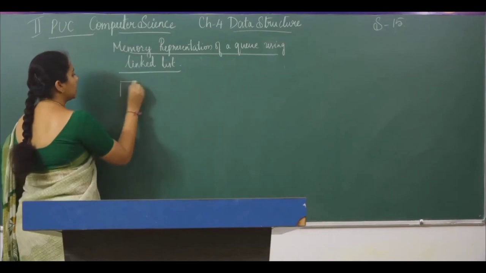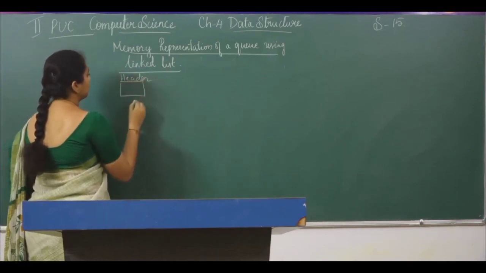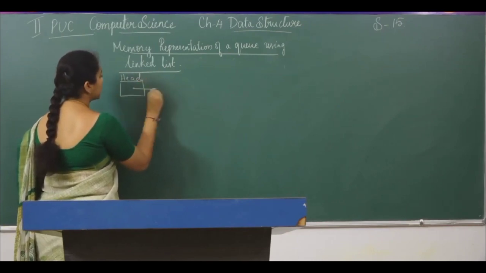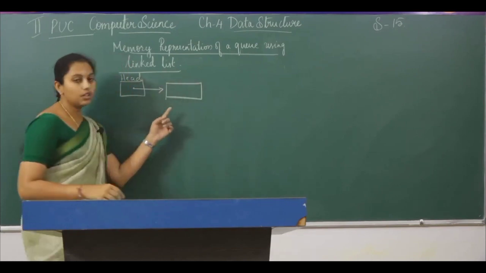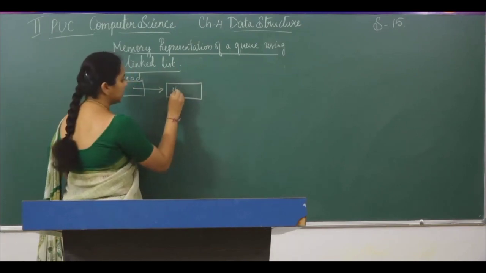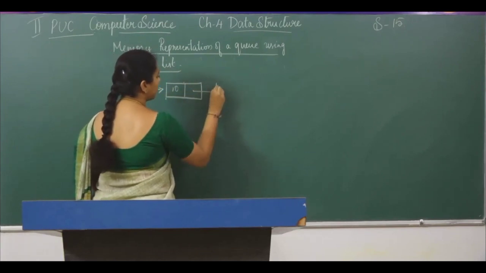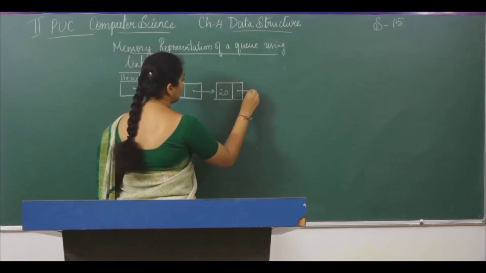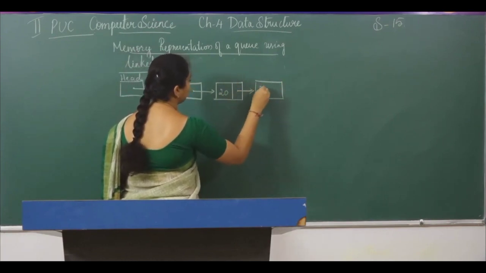So see here, this is the header, this is the head pointer which contains the address of the first node of the linked list, and this first node contains the address of the next node, and this node contains the address of the last node.